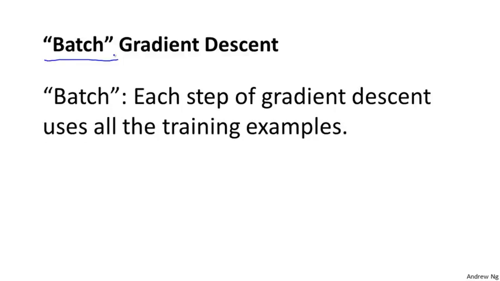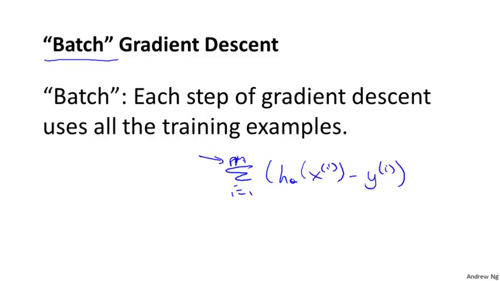So in gradient descent, when computing derivatives, we're computing these sums, right? In every step of gradient descent, we end up computing something like this that sums over all m training examples. And so the term batch gradient descent refers to the fact that we're looking at the entire batch of training examples. Again, this is maybe not a great name, but this is what machine learning people call it.